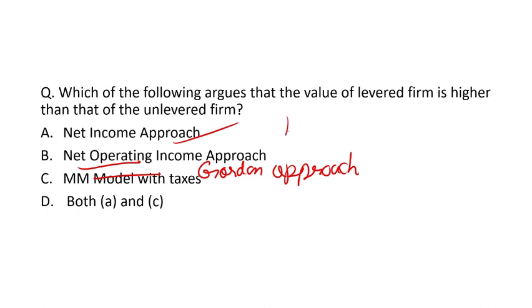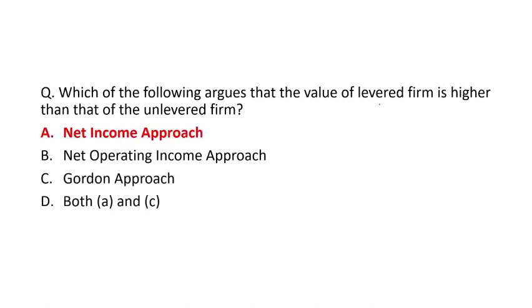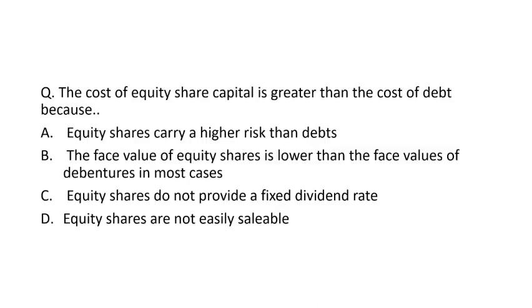Okay, net income approach says what? Net income approach says that whenever you use a greater amount of debt in your capital structure, the value of the firm will rise and the overall cost of capital starts reducing. Okay, so option number A, net income approach, will be the right answer.